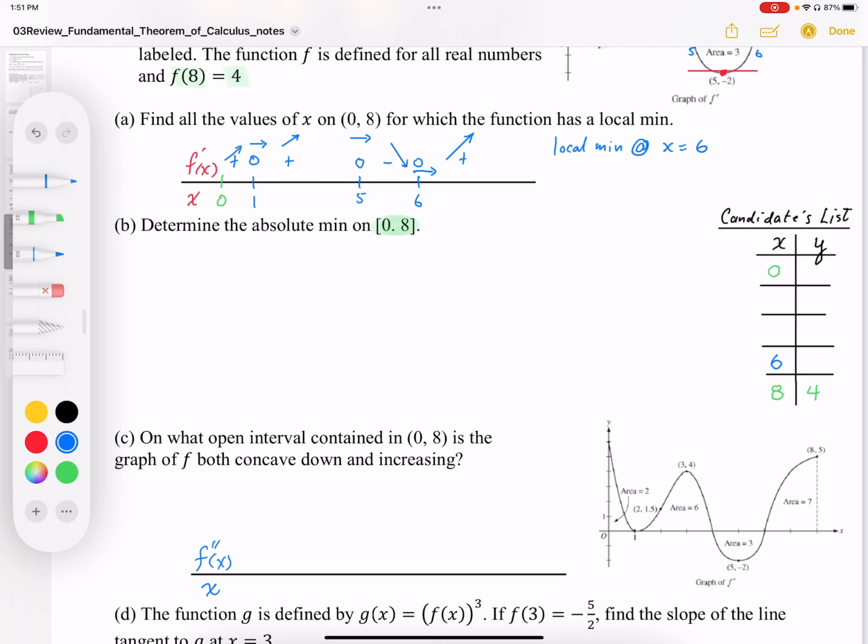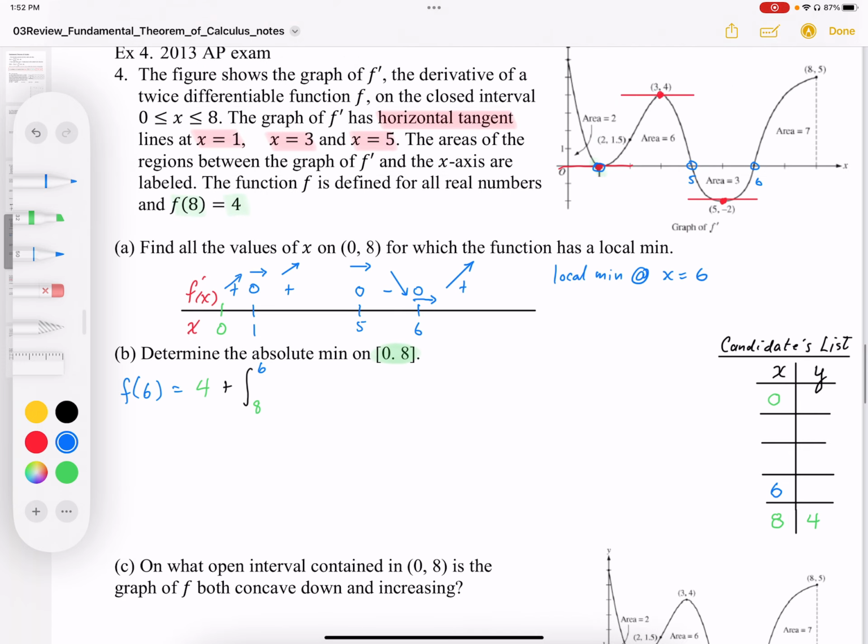I need to figure out the f value at 6, and I'm going to find that out from my starting position of 4, my starting point at x equals 8, and I'm going to integrate all the way to 6. Now, make note that I'm going from right to left. When I do that, I have to be careful because the area under f prime is going to be opposite. So, the integral of f prime of t dt.